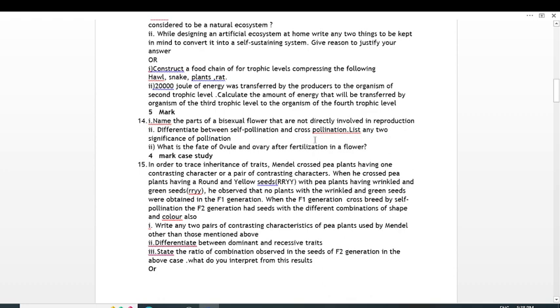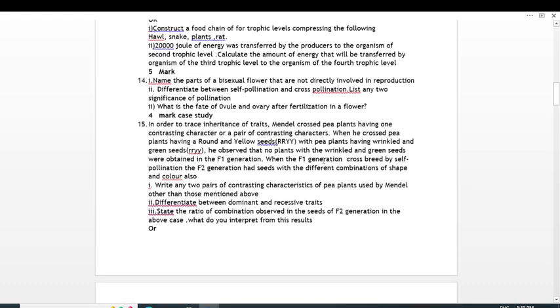Next one is differentiate between self-pollination and cross-pollination. Okay, so first you know what is pollination. What is pollination? Yes, the transfer of pollen grains from anther to stigma, isn't it? So self means what? The pollination which happens in the same flower is called self-pollination. Cross-pollination is between different plants' flowers. Okay, so you just write the definitions. What is the fate of ovule and ovary? So what is happening to the ovule? The ovule will change into seed and the ovary will change into fruit after fertilization.